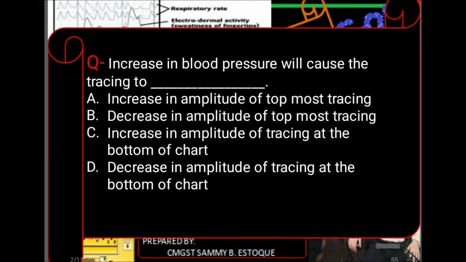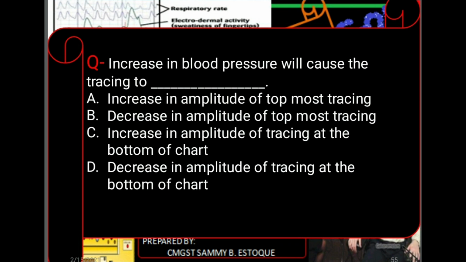Increase in blood pressure will cause the tracing to. Letter A, increase in amplitude of the topmost tracing. Bravo, decrease in amplitude of the topmost tracing. Charlie, increase in the amplitude of tracing at the bottom of the chart. Or delta, decrease in amplitude of tracing at the bottom of the chart.